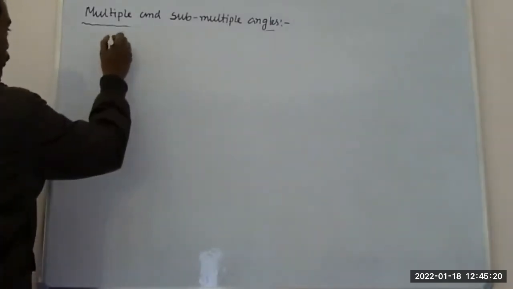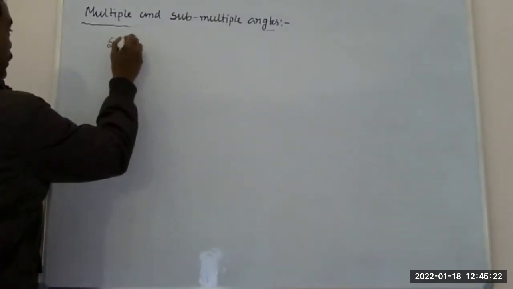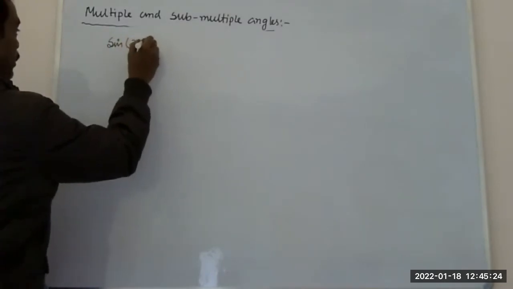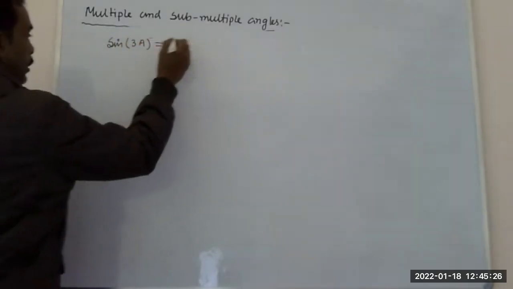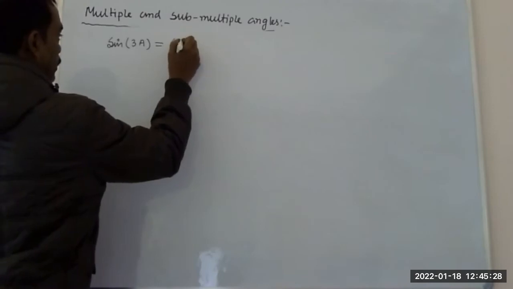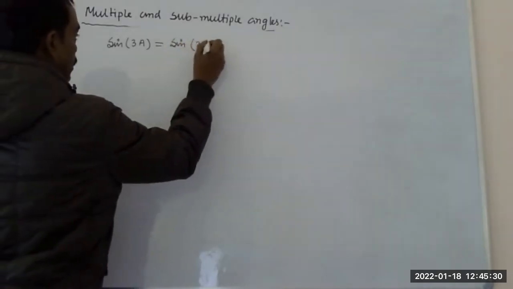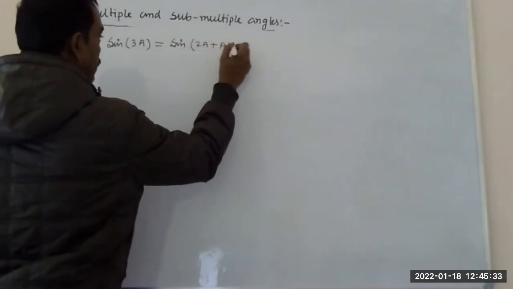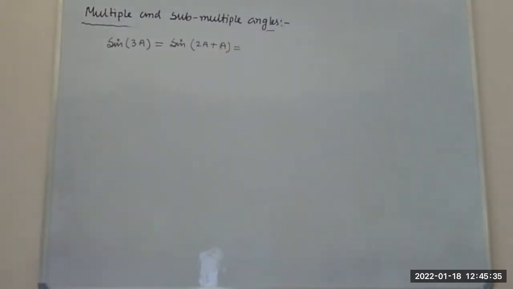Now, what is the formula for sin 3A? Sin 3A can be written as sin of 2A plus A. Can you write this? Sin 3A is equal to sin of 2A plus A.